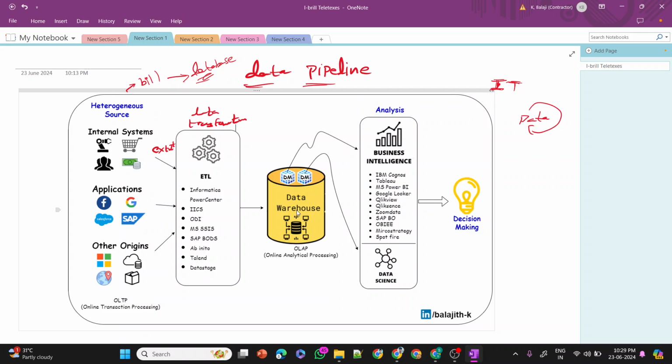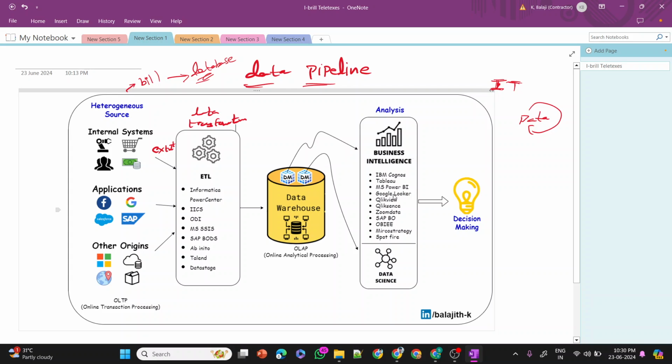Like we can store 10 years of data, and historically the data is stored. Like that, we can store the data of a company historically, depending upon the time basis. After storing it, we can extract the data from the data warehouse from a specific period or from a specific category. We can take the data and do some analysis.